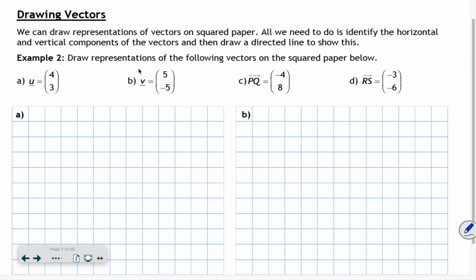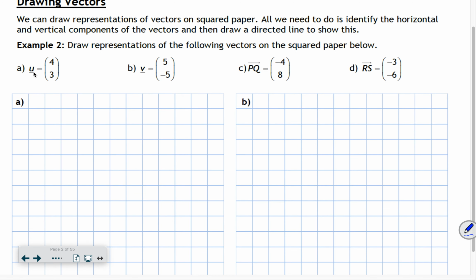So that lets us go on and start drawing vectors. So if I want to draw a vector, this one here I'm calling vector u. Vector u has got components 4, 3. So that means I'm going to go 4 in the x-axis and 3 in the y-axis. So I'm going 4 to the right and then 3 up the way. So start anywhere you want. Make sure you leave yourself enough room. So if I start here, I'm going to go 1, 2, 3, 4 along, and then 1, 2, 3 up. And then all I do is just draw my directed line segment from here to here. So that will be the vector u.